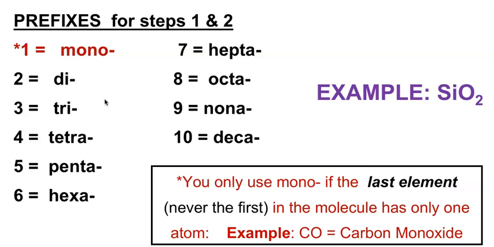And 10 is deca. Now notice this little asterisk here where it says we only use mono if the last element, never the first, has only one atom. My example is carbon monoxide. We don't say monocarbon monoxide, we say carbon monoxide. So if the first element has no subscripts, we're not going to use mono. We'll continue with that in a minute.